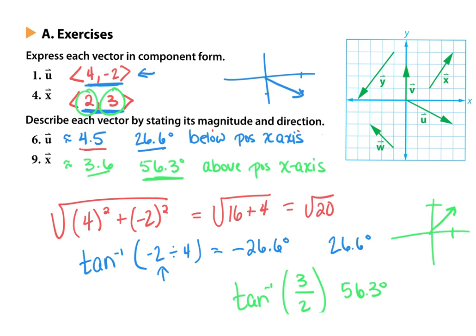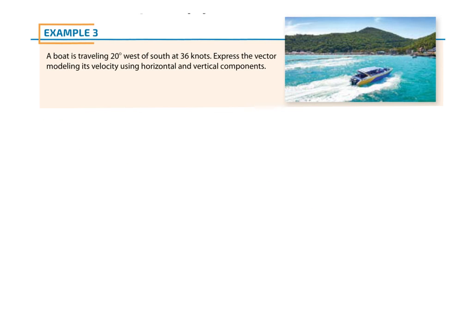Okay, a boat is traveling 20 degrees west of south at 36 knots. Express the vector modeling its velocity using horizontal and vertical components. There's a lot going on here.